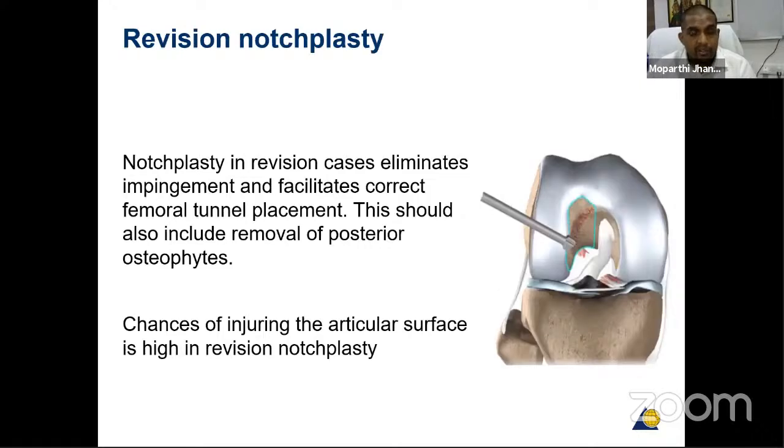Again, revision notchplasty, we have to see. It eliminates the impingement and facilitates correct tunnel placement. We should remove any adjacent ossification, otherwise again it will impact the graft. And the chance of injuring the articular surface is high in a revision notchplasty. So we have to be very careful when doing the notchplasty in revision ACL reconstructions.